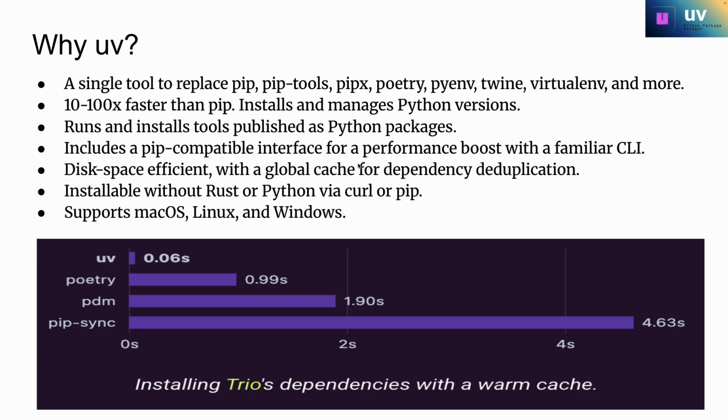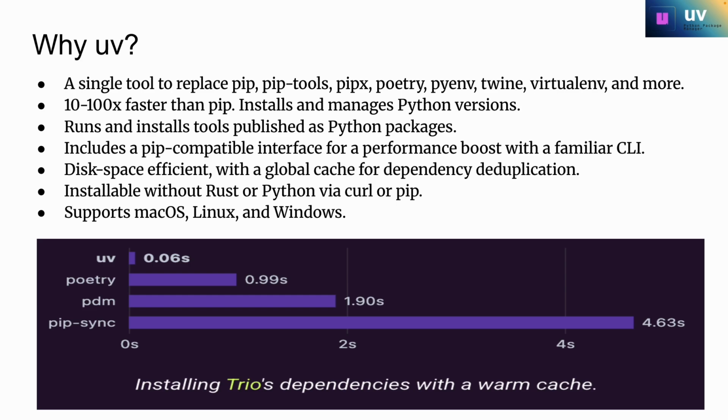So why should we be using UV? It is a single tool that replaces multiple different tools like pip, pip-tools, pipx, Poetry, pyenv, twine, virtualenv and more. It is up to 100 times faster than pip and it installs and manages Python versions. So it runs and installs tools published as Python packages. It includes a pip-compatible interface for performance boost with a familiar CLI. We'll see it in action.